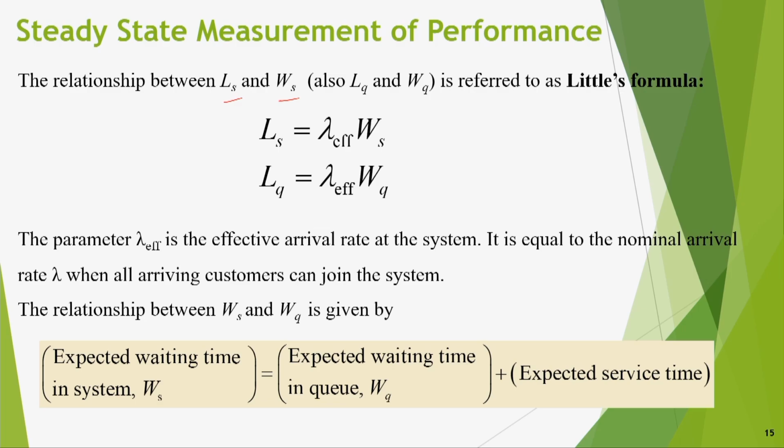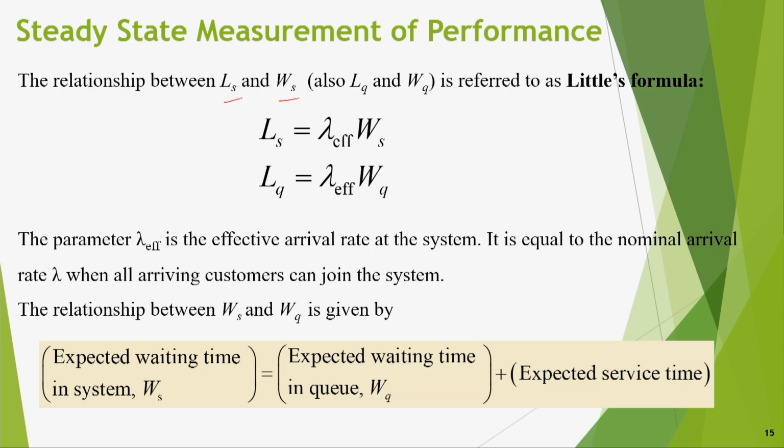There is an interesting paper of Little also, you can download it, it is freely available on the net. It is of course very simple but very powerful. It says that the length of the system will be lambda effective, the effective arrival rate, multiplied by Ws, the waiting time in the system, and Lq is equal to lambda effective into the waiting time in Q. So in both, lambda comes, there is no mention of mu here. The parameter lambda effective is the effective arrival rate in the system. It is equal to the nominal arrival rate lambda when all arriving customers can join the system.